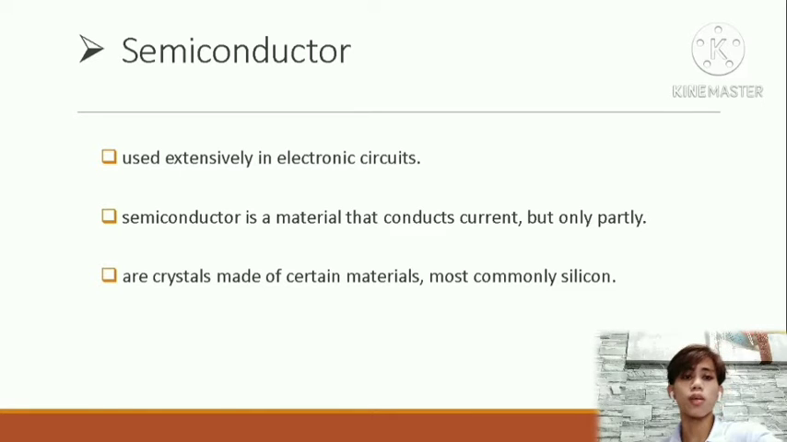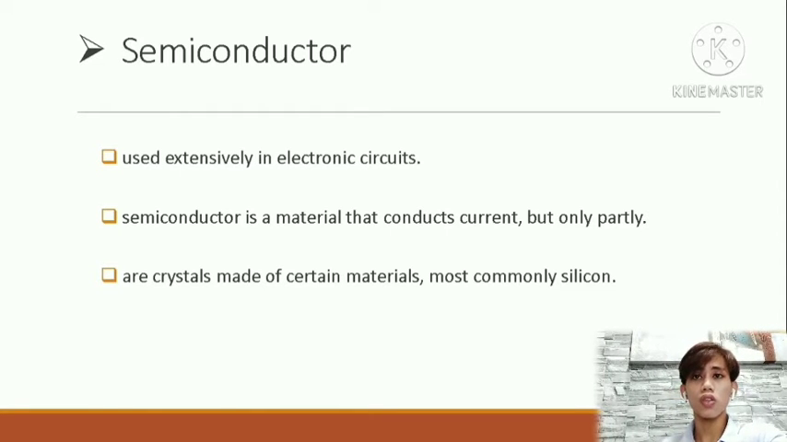So now, what is a semiconductor? A semiconductor is used extensively in electronic circuits. It is also a material that conducts current, but only partly. Therefore, its conductivity is somewhere between an insulator and a conductor. Semiconductors are crystals made of certain materials, most commonly silicon.